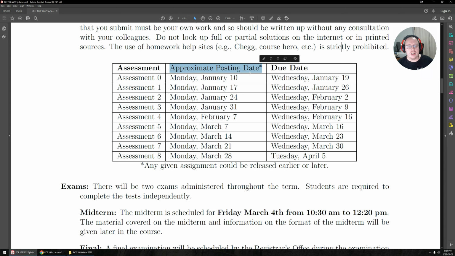They could be posted earlier, they could be posted later by up to a day or two, but this is when I intend to post the assignments, so just keep that in mind.